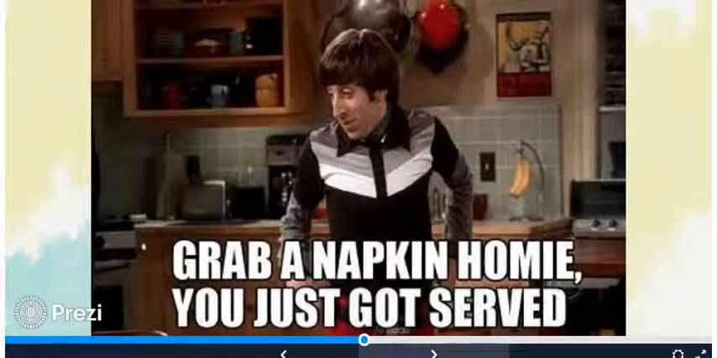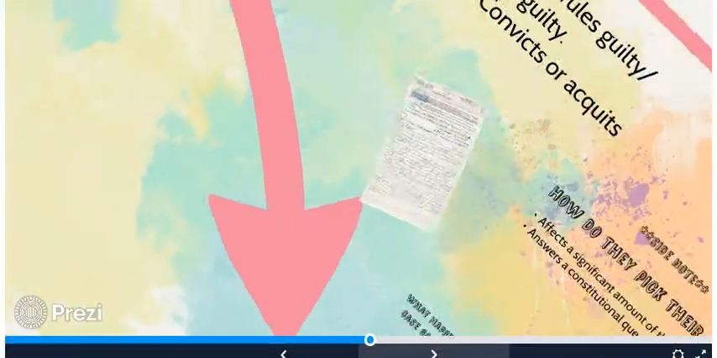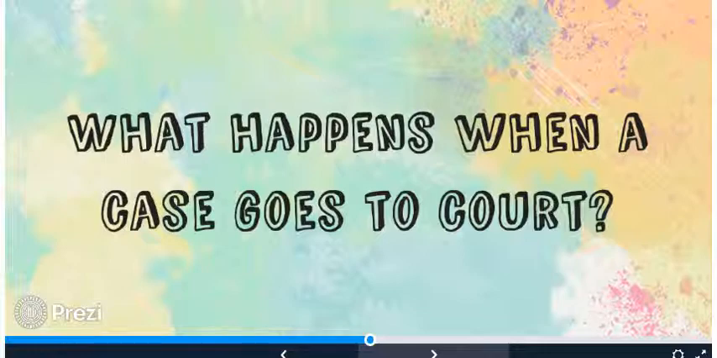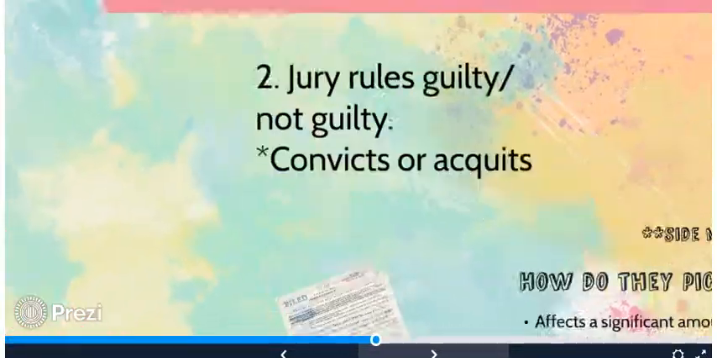If you hear, like, you just got served, and somebody puts a stack of papers in front of their hand, that's usually someone who's been served with divorce papers or an order to come to court, something like that. All right, so what happens when a case goes to court? How do we get from that to the Supreme Court?